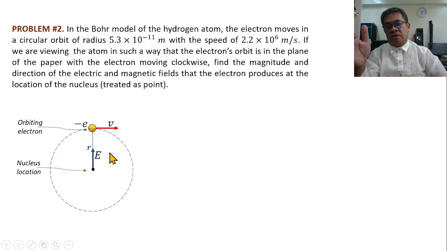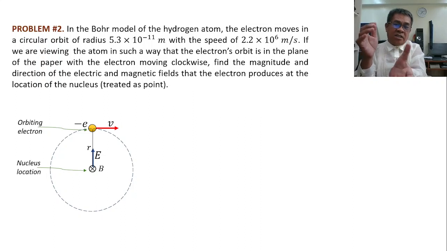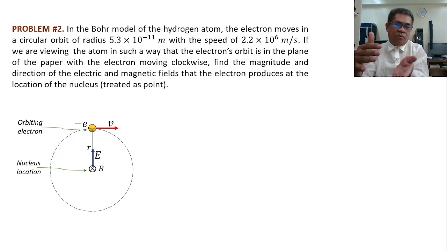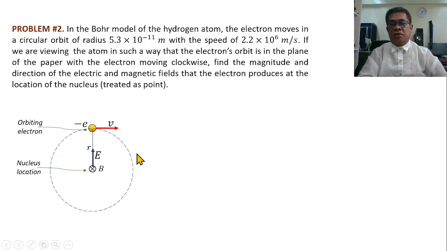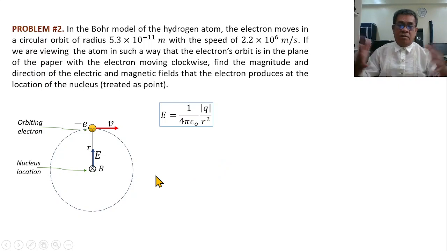Okay? And the magnetic field is into the plane. Why? Because if you use the right hand rule, curling your fingers, with your thumb stretched in the direction of the velocity, it tends to point into the plane. That's why for the magnetic field, I have this X. X signifies that the magnetic field is directed into the plane. So we will now calculate the magnitude and direction of these fields. These are just the right hand rule for the magnetic field and the principle of negative distribution, positive distribution for the electric field.